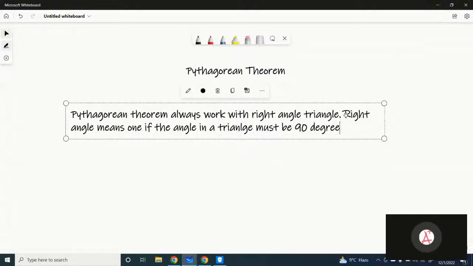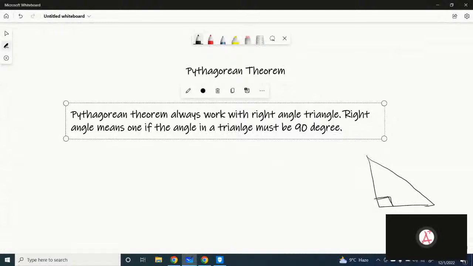Let me draw a triangle. The right angle triangle always looks like this, and this one, because one of the angles must be 90 degrees. So this is the angle that is 90 degrees. So this is a right angle triangle.